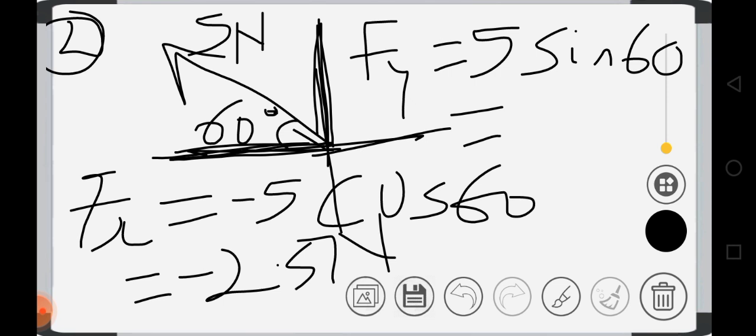What is 5 sine 60? 5 sine 60 will give us something very important. That is 4.33, or 5/2√3 newtons. Yeah, newtons. So that's how we roll.